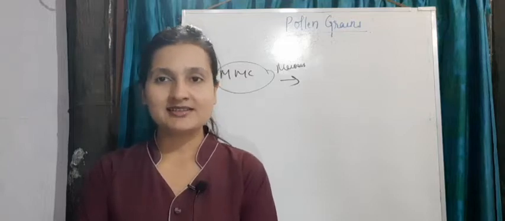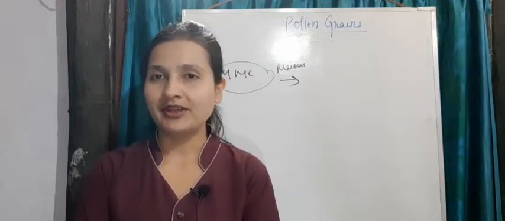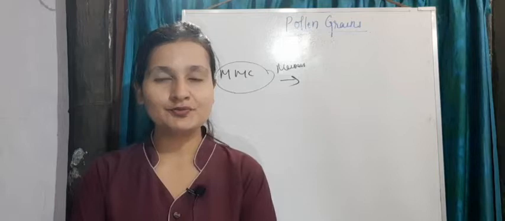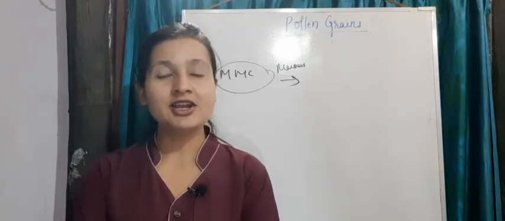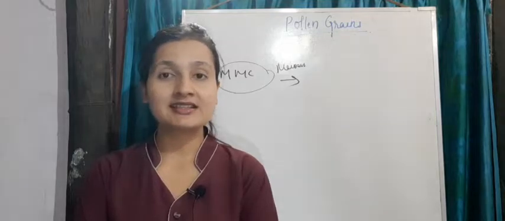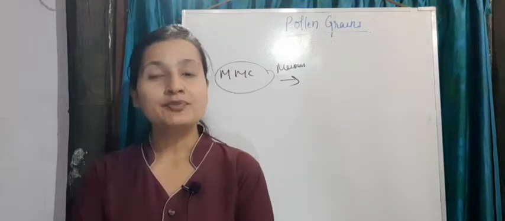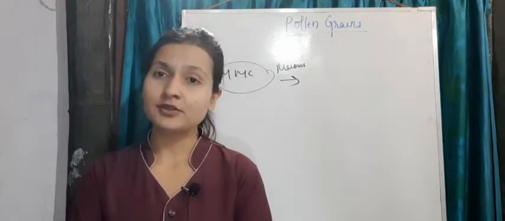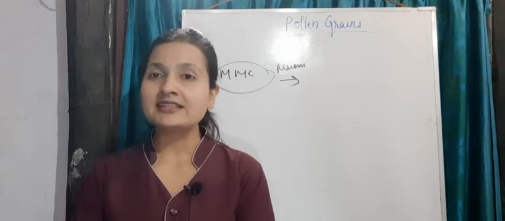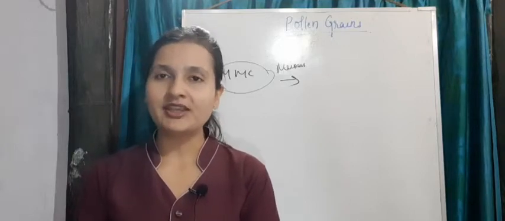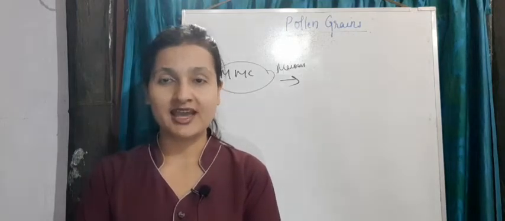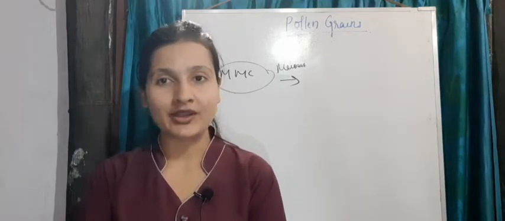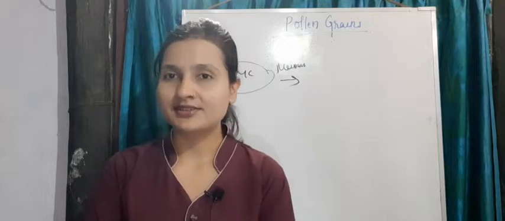In this video I'm going to teach you the pollen grains. In my last class I had taught you androecium, where I discussed the structure of stamen, microsporangia, and microsporogenesis, how microspores are produced by the microsporangia. Today let us continue the same topic and see how pollen grains are developed from microspores and what is the structure of pollen grain. So without wasting time, let us start.